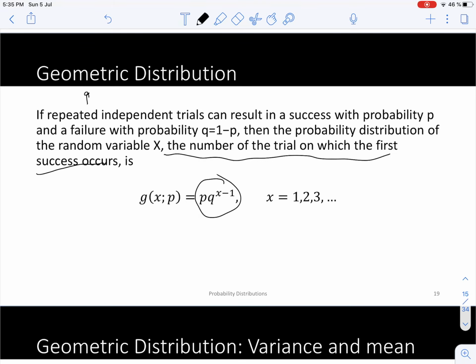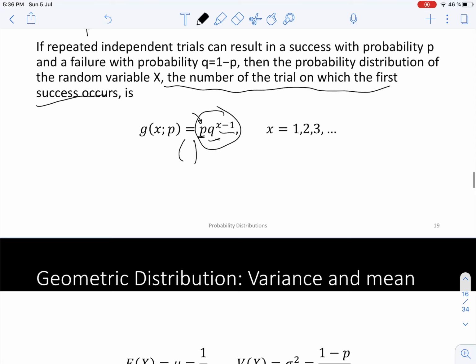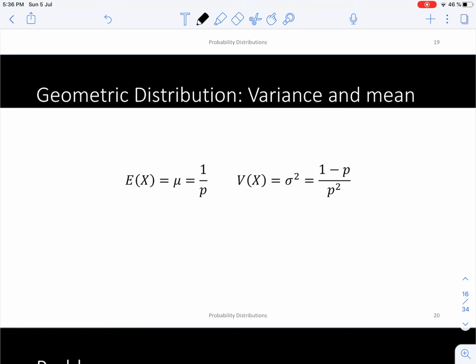That's why the equation here is P, which is probability of success, times Q to the power of x minus 1. Now, what is the meaning of that? Since there is only one success, then that's why P is to the power of 1, and x minus 1 refers to the number of fails. There is no need to add combinations in this equation because the success is always at the end. It occurs always at the end or in the last trial. So we have equations for the expected value and the variance.